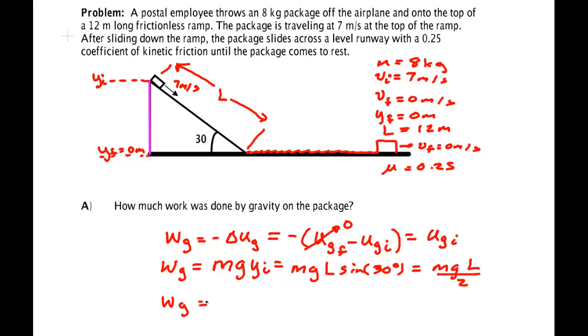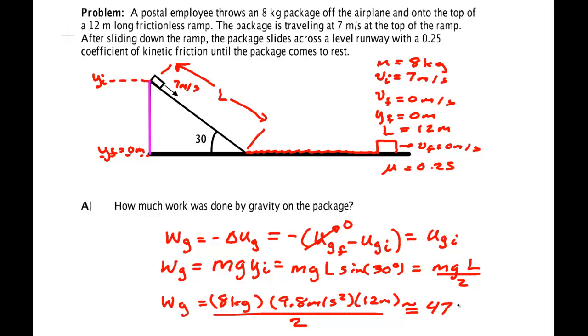So the work by gravity is equal to 8 kilograms times 9.8 meters per second squared times 12 meters divided by 2. Well, 12 divided by 2 is 6. 6 times 8 is 48. 48 times 10 is about 480. Hopefully you've been practicing your mental math all semester. 470.4. Or about 470 joules. It's positive work.